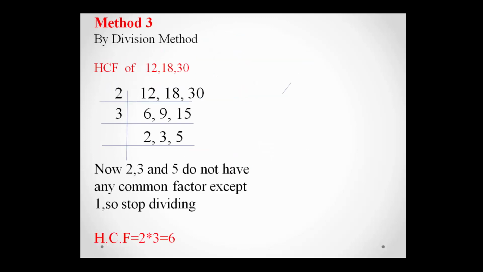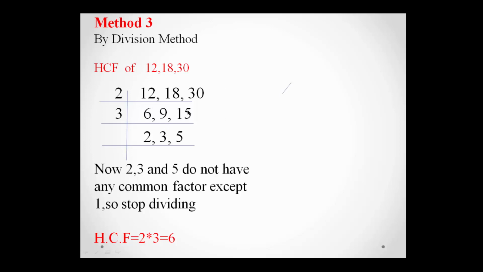Let's discuss the third method. By division method, we will find the HCF of 12, 18 and 30. First we will write the numbers 12, 18 and 30. Then we will take a smallest number that can divide 12, 18 and 30. That's 2. After dividing, we will write the result below the numbers. What is the result? 6, 9 and 15.